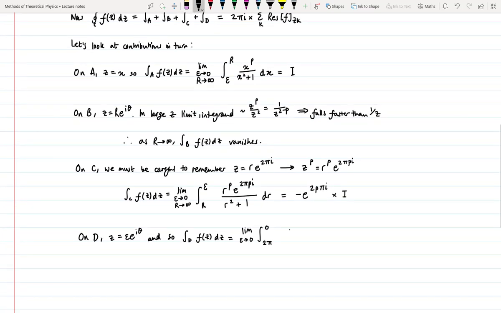And then we're going to have z to the p gives us epsilon to the p e to the i p theta over epsilon squared e to the 2i theta plus 1. And as usual, we had to be careful with the differential. That's going to give us epsilon i e to the i theta d theta.